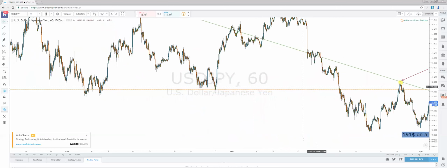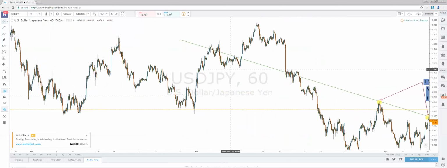See how this line was even relevant in the past as well? See that? See how I draw that? I pulled this line back, but you see how it was relevant over here. Do you see how it was relevant over here? Do you see how it was relevant right here?